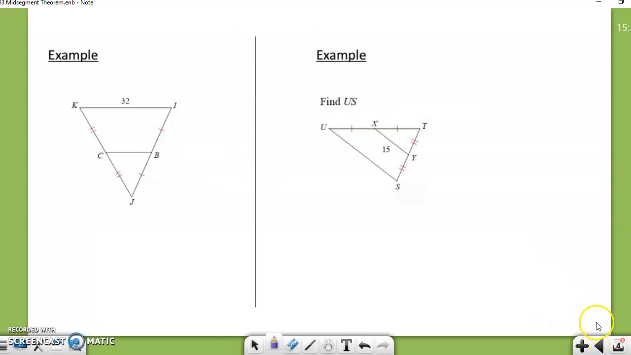Let's just work through some examples together. So for example here, notice that's a midpoint. That's the midpoint, making this a mid-segment. So if that's 32, this is going to be 32 divided by 2. So CB equals 16 units. I've got a midpoint here, and I've got a midpoint here. When I connect them, that's a mid-segment. The mid-segment is 15, so this is going to be 2 times 15. So US would equal 30 units.